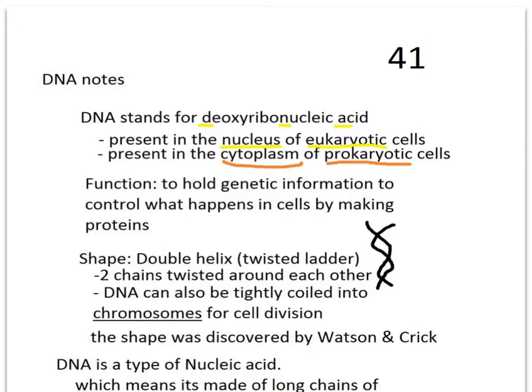Okay, so getting started, again, we're talking about DNA on page 41. DNA stands for deoxyribonucleic acid. That's where it gets its name from, the D and A. I have already underlined it in your notes for emphasis, D and A. DNA is present in the nucleus of eukaryotes. Now, eukaryotes are animal cells, plant cells, fungi cells. They all have nuclei. They have other organelles as well.